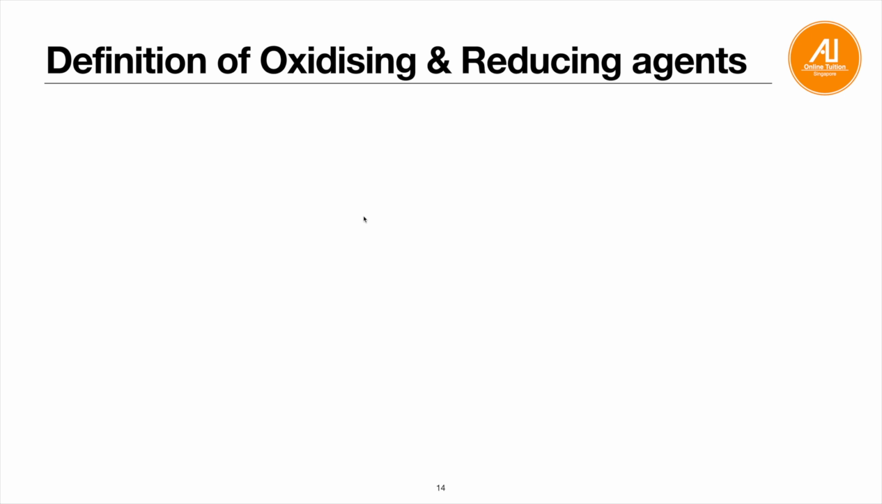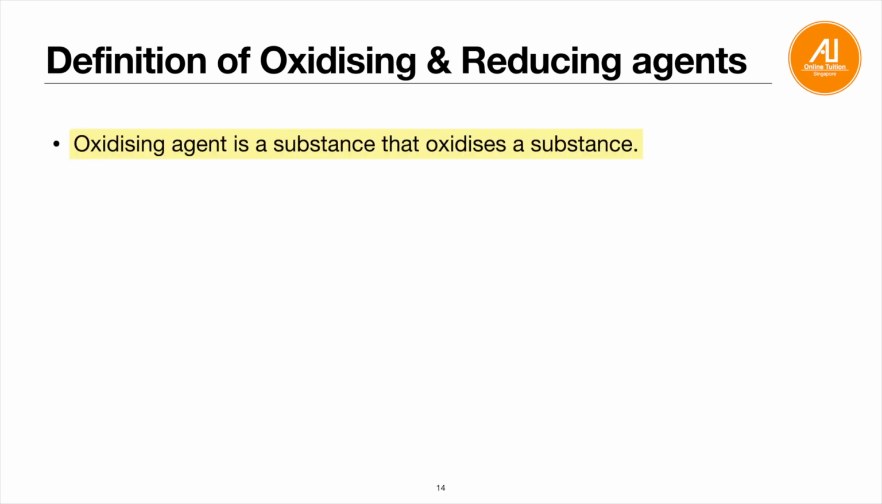Going through the 4 different ways to determine a redox reaction. Now we need to learn the definition of oxidizing and reducing agent. So first, an oxidizing agent is a substance that oxidizes a substance.